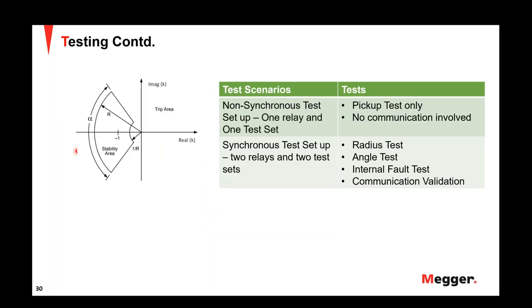In the next section, I would like to concentrate on testing of the alpha plane itself. I have a table that shows you could have a non-synchronous test setup, just one relay and one test set in the system. When you are doing just a pickup test, that's performed on each phase separately, and you can do it on each end separately, right? So you do it in a non-synchronous way. For the synchronous test setup, of course, you would have to have both the relays and test sets in the test setup. You can of course perform the pickup test using the synchronous test setup, but you would also be performing the radius test and the angle test. You can generate an internal fault anywhere on the line and perform internal fault tests. And by doing all this, you're also validating the communication aspect of your scheme, right? So let's take a look at the testing and these different tests.